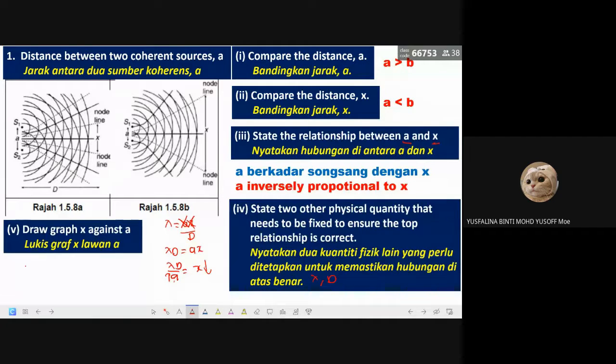And the next one, they ask you to draw the graph x against a. Remember, x against a means the y-axis against the x-axis. So the y-axis should be x, the x-axis should be a. When you draw the graph, y is here and x is here. So this is x and this is a. They already mentioned the relationship is inversely proportional. a is inversely proportional to x. So the graph for inversely proportional will be like this. So that's the graph.